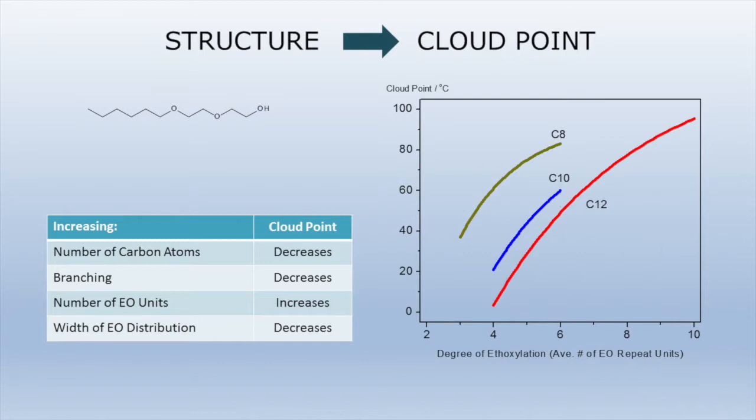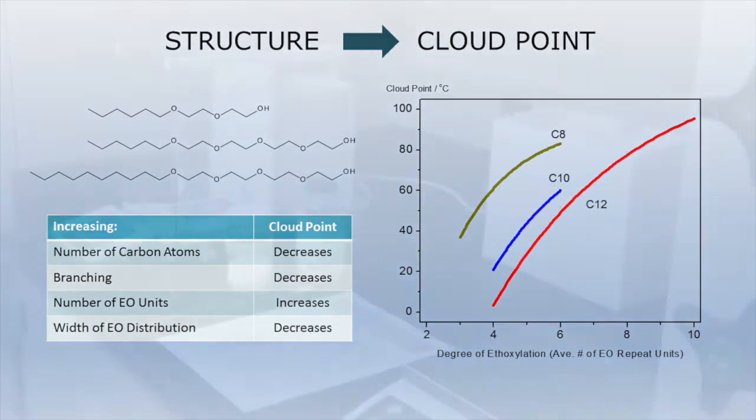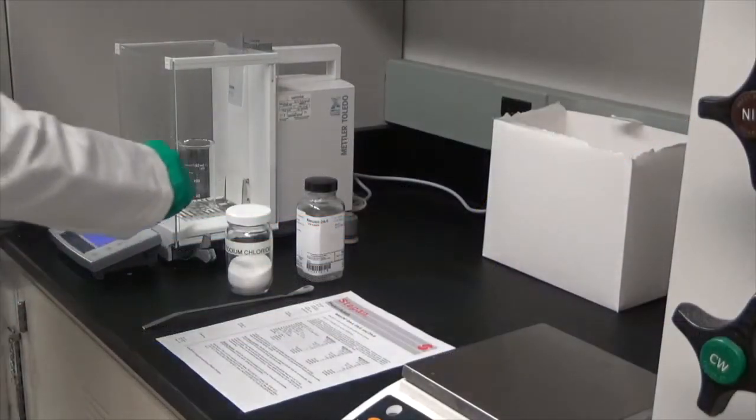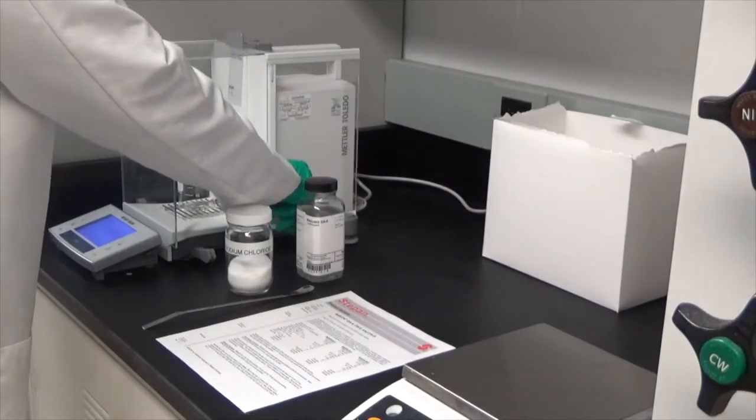Clouding temperature correlates reliably with surfactant structure. Cloud point increases with degree of ethoxylation, decreases as hydrophobe chains lengthen, and is influenced by hydrophobe structure in predictable ways. Cloud point is strongly affected by the addition of other surfactants and ingredients.